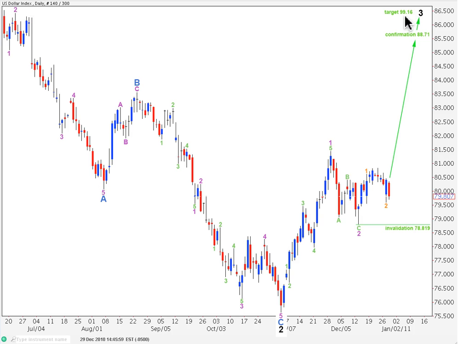A target for wave 3 to end is 99.16, where it will reach 1.618 the length of wave 1, and that may be achieved in a few more months, maybe 5 or 6 months or so.